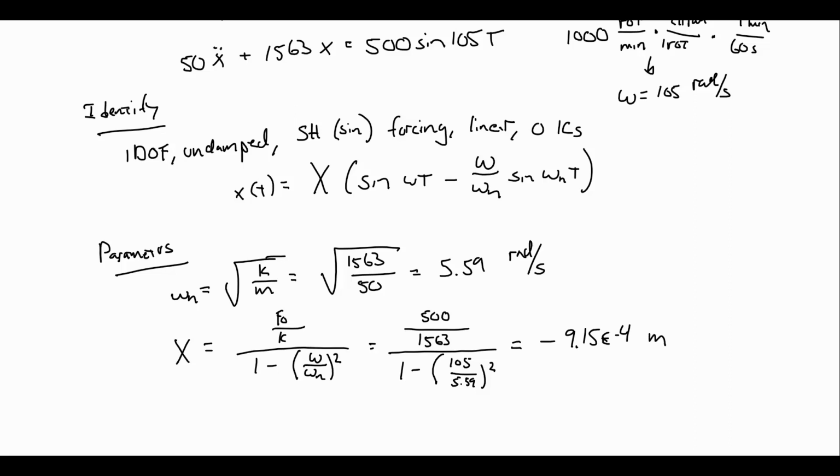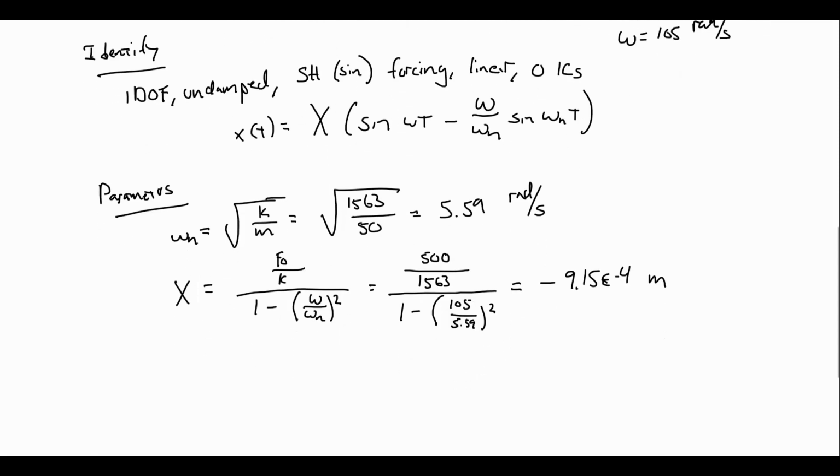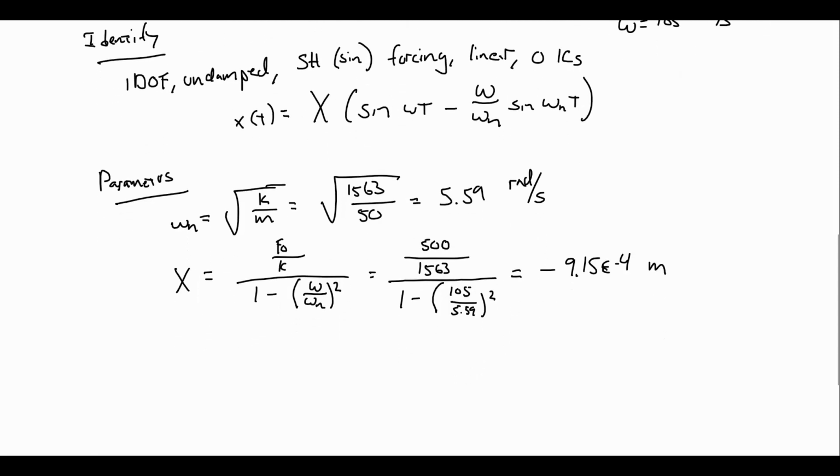Again, we're working all in base units here, radians per second for our omegas. Our force is going to be in newtons, and our k is going to be in newtons per meter. So all of this will work out. So X is in meters. So we have our X, we have our natural frequency, and we were provided our driving frequency. We actually don't need our initial condition step because everything was starting at 0. So finally, we can assemble our solution.